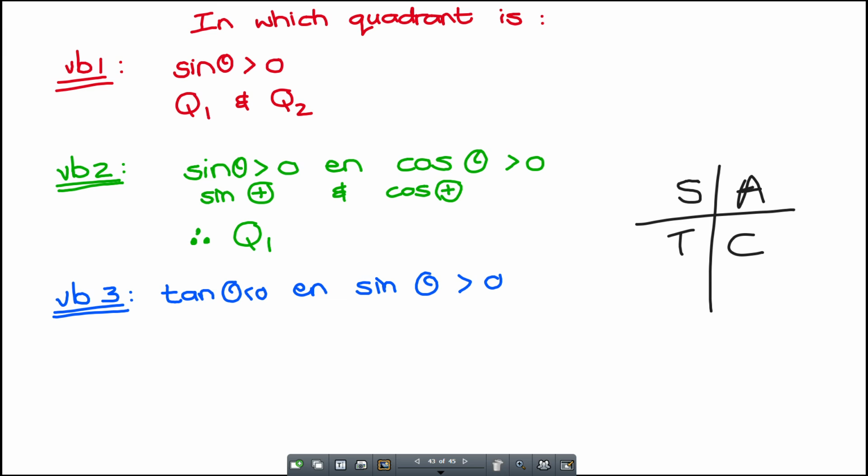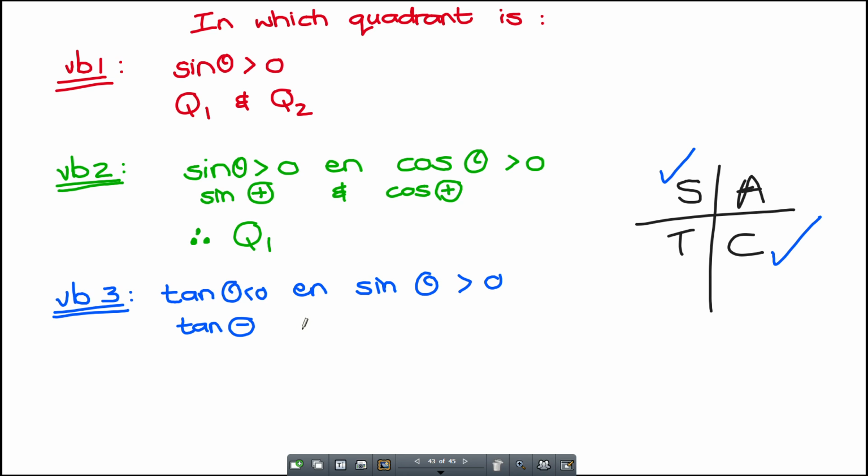Okay, kom ons kyk gou na voorbeeld 3. Tan theta less than 0. So wat sê dan? Negative, né? Okay. So hier gaan tan wees negatief. Okay, and where's tan negative? Wie wil raai? 2 and 4. Stem julle saam?